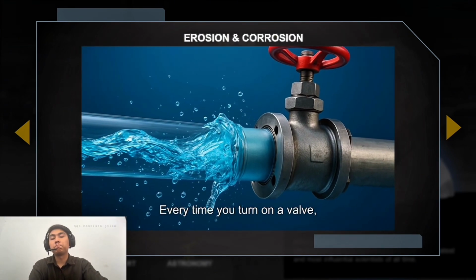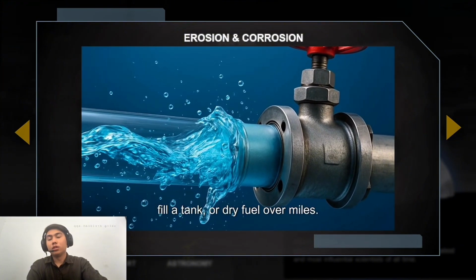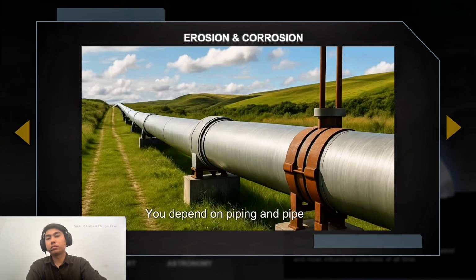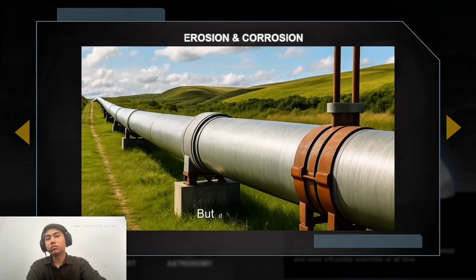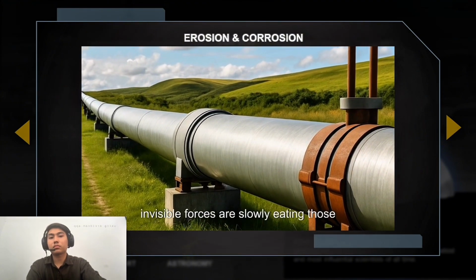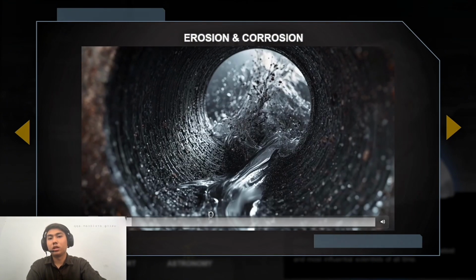Every time you turn on a valve, fill a tank, or drive fuel over miles, you depend on piping and pipelines. But deep inside, invisible forces are slowly eating those pipes away.